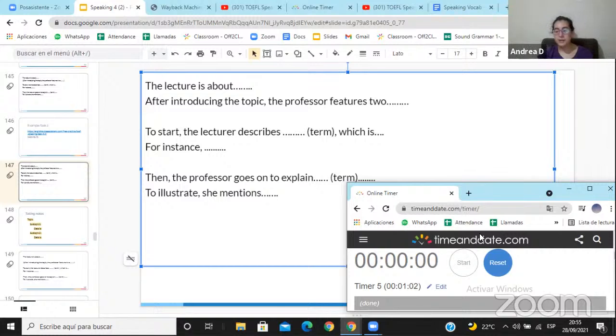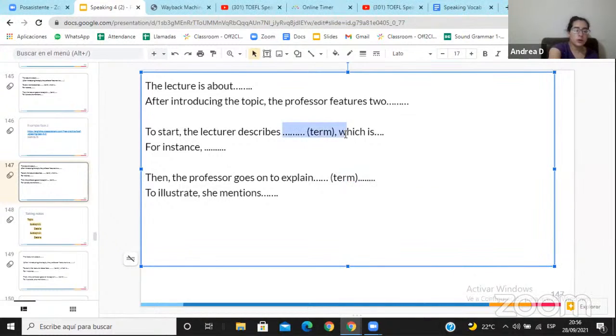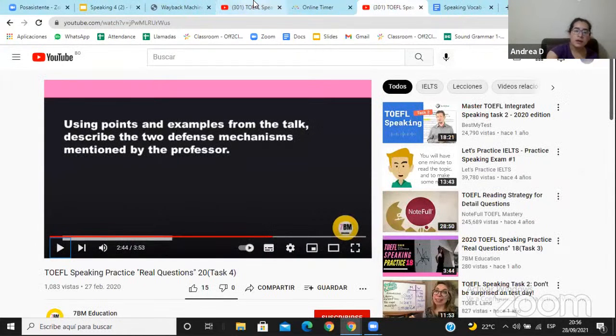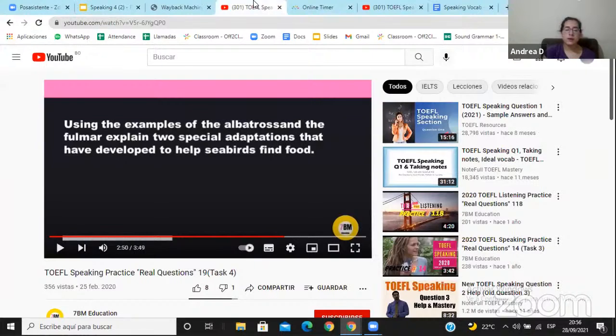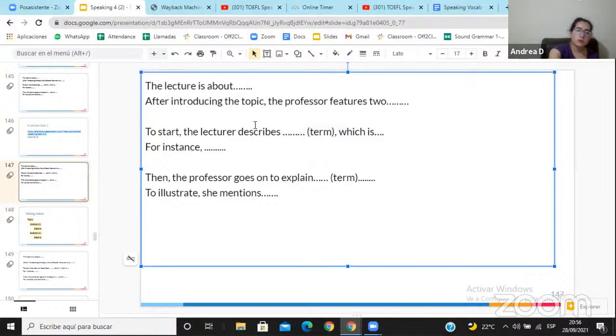Okay, nice. So it was better as for time, but it's still a problem, you know? Don't explain that much. You know, when you say to start, lecture describes, you need to go right to the first subtopic, which would be, as you mentioned, the wing stuff, you know, the length of the wings. So that was great that you identify that. But at the beginning, you can just go with what you have in the question. So say the lecture is about two adaptations that help seabirds find food. And that's it, or cover the ocean searching for food. And then you go right after. The first one is, I don't know, this one here, and the next one is this other one, right?